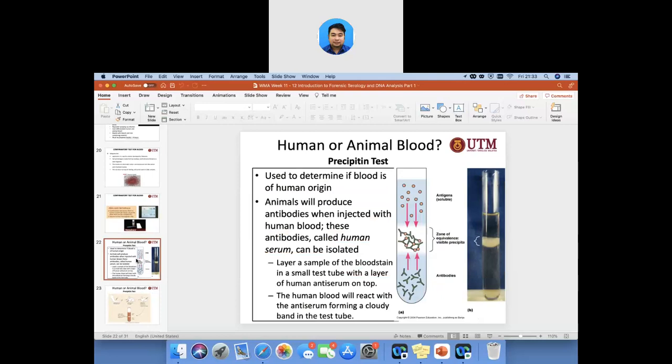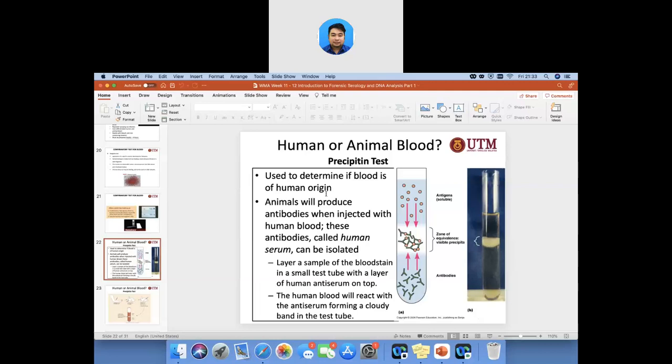Okay, how does the precipitin test work? The precipitin test is a test for you to be able to differentiate between human and animal blood. Based on this picture, if it is human blood, then you would have a visible precipitate. So with the precipitin test, if it is human blood, then you would see a precipitate. Okay, so with that in mind, how does it go?